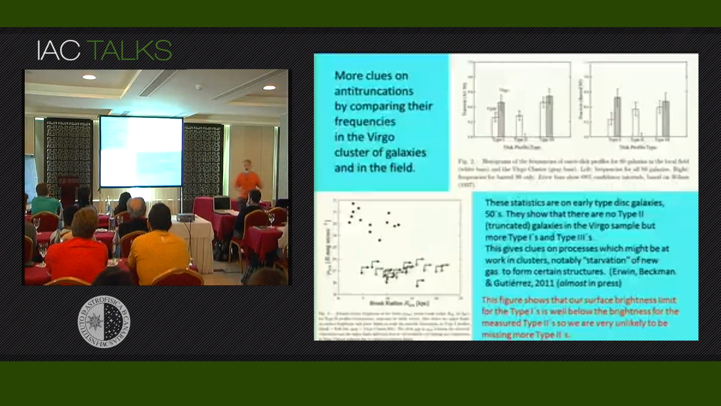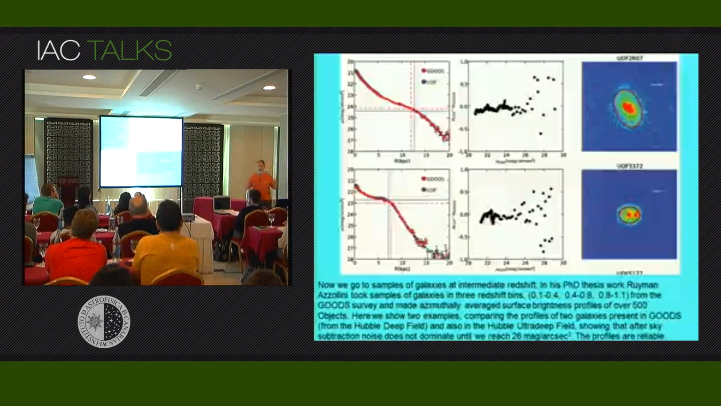So, for example, we know that in clusters there's harassment and the starvation of gas, and processes which can affect the formation of structure. And this is one of the ways in which one can obtain the observational basis to make the models about what's going on.